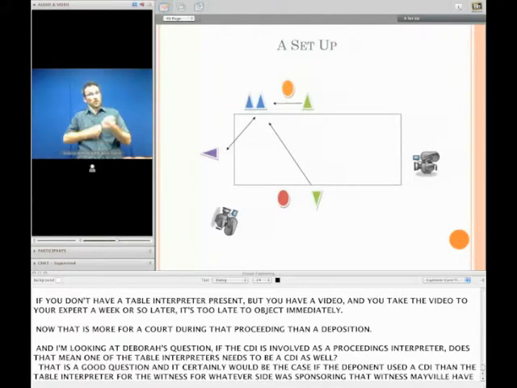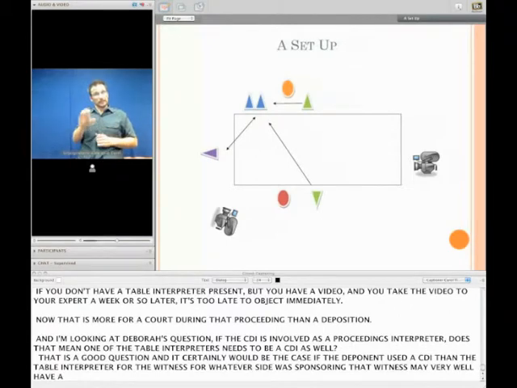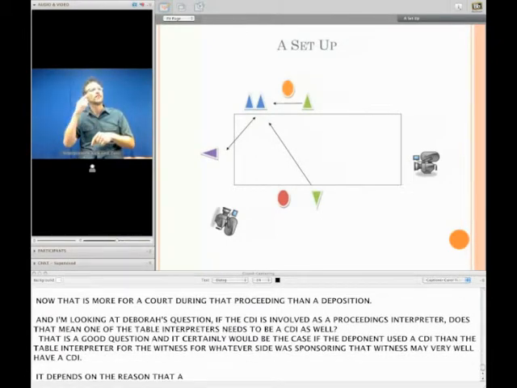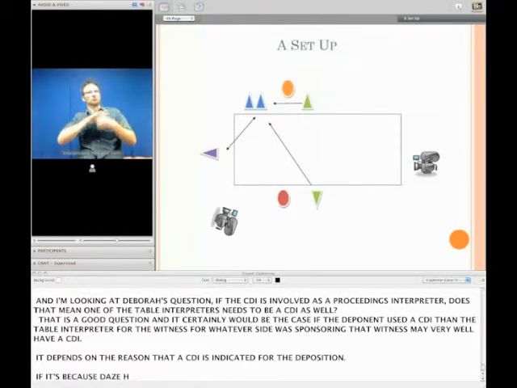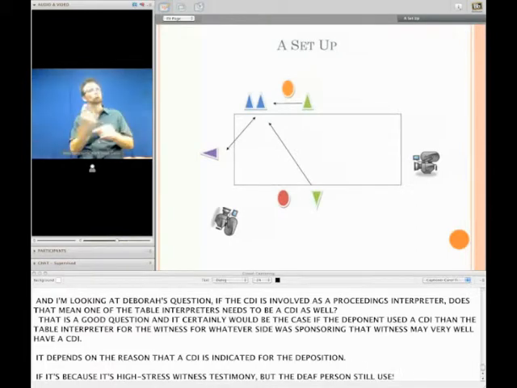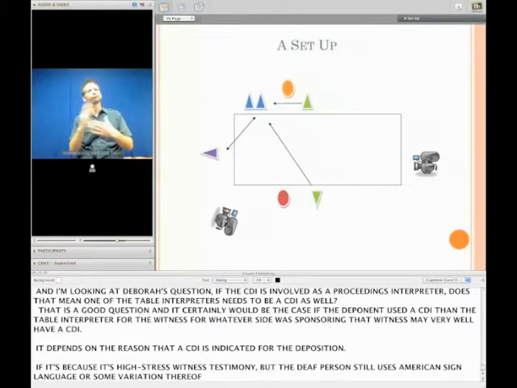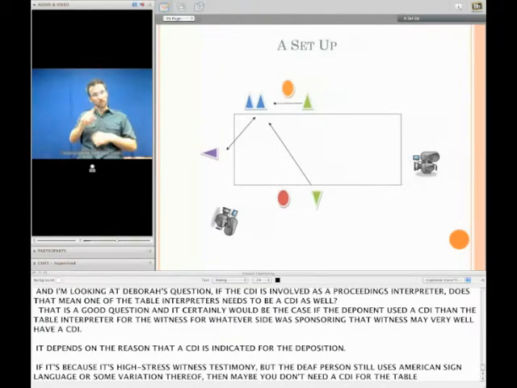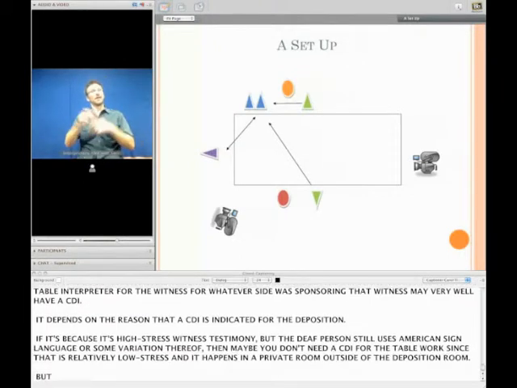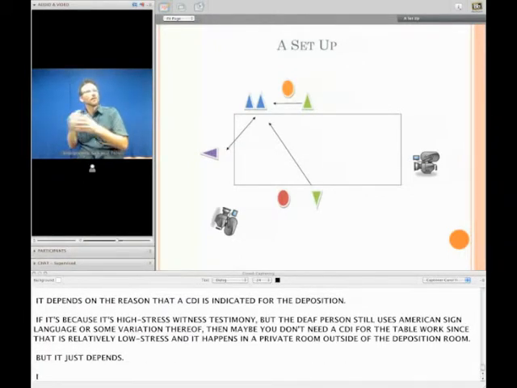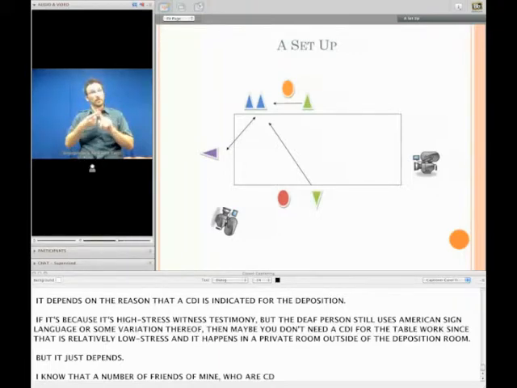Again, it depends upon the reasons why a CDI is indicated for the deposition. If it's because it's a high-stress witness testimony, but the deaf person still uses American Sign Language or some variation thereof, then maybe you don't need a CDI for the table work, since that's relatively low stress and it happens in a private room outside of the deposition room. But it just depends. I know that a number of friends of mine who are CDIs have functioned as table interpreters.